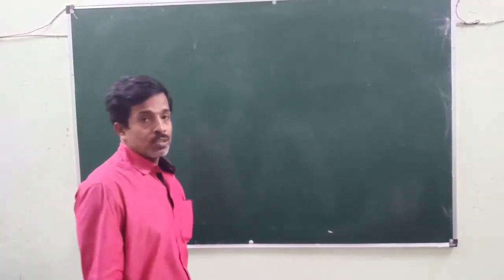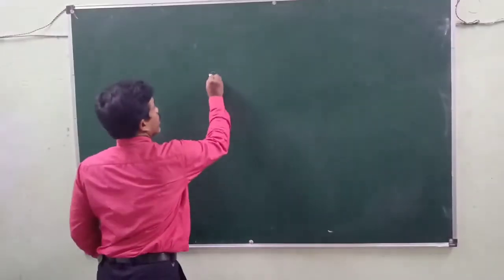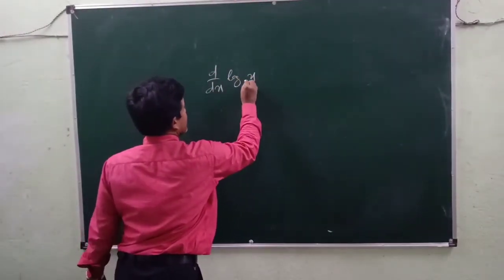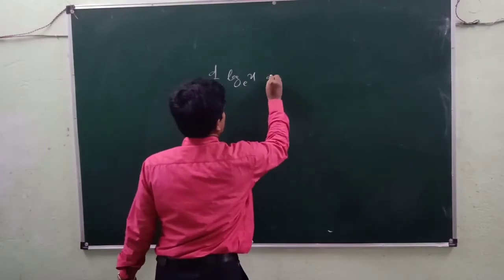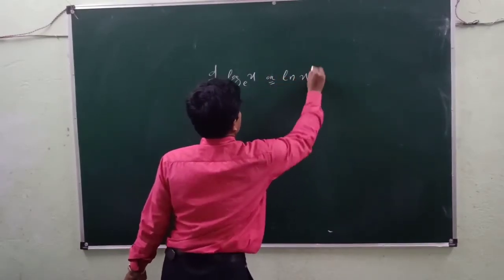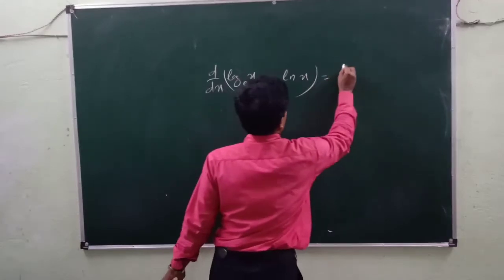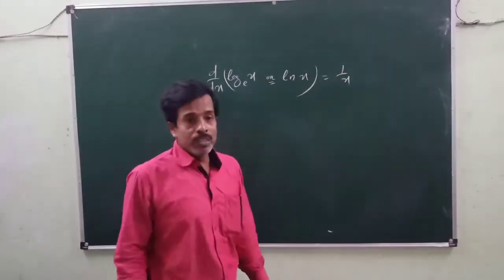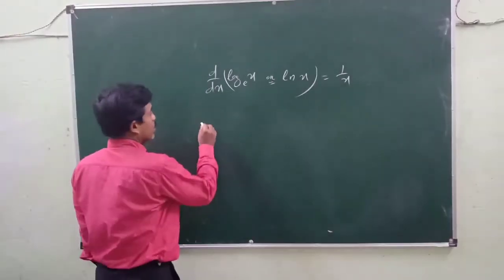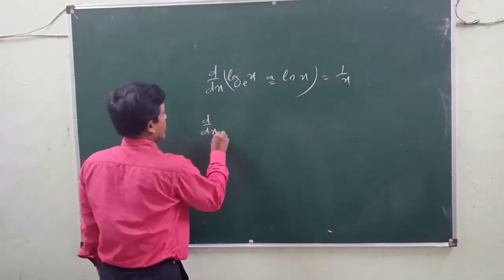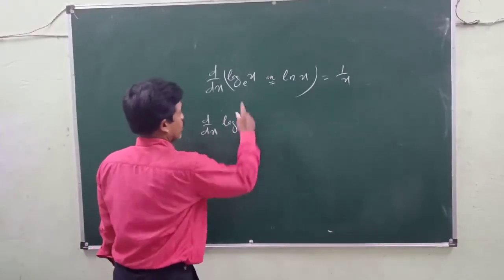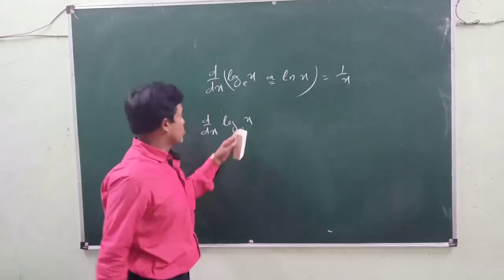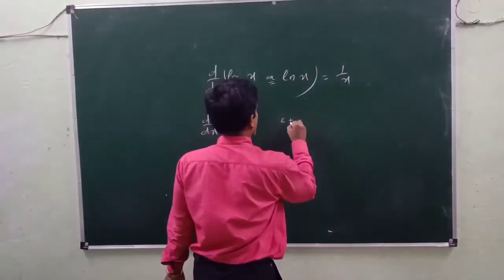In the previous class, we learned how to find the derivative of log x to the base e, that is called ln x. Its formula is 1 by x. But now we discuss how to find the derivative of log x where the base is a, that means where a is not equal to e.